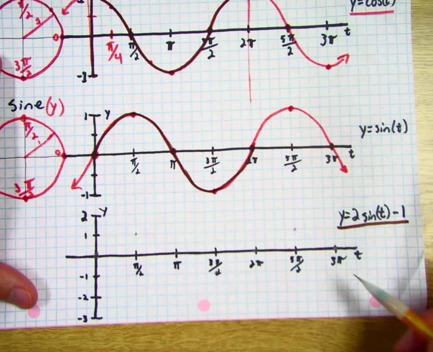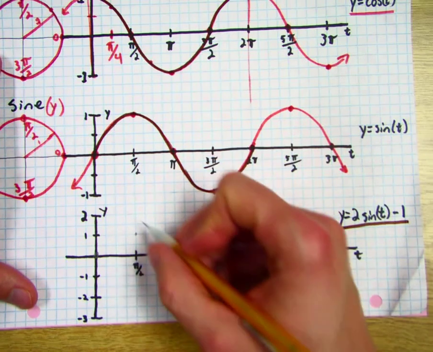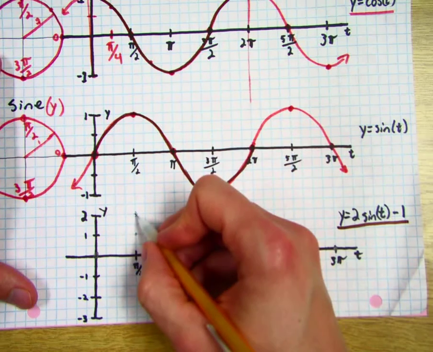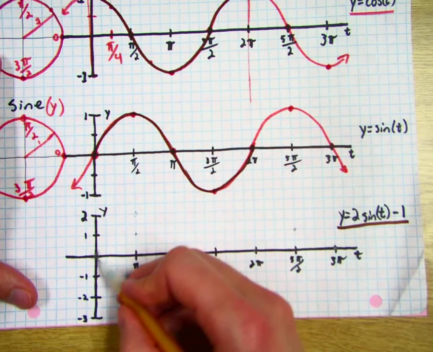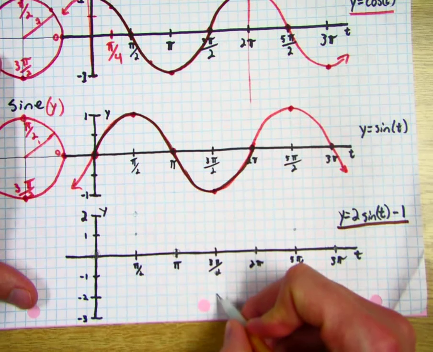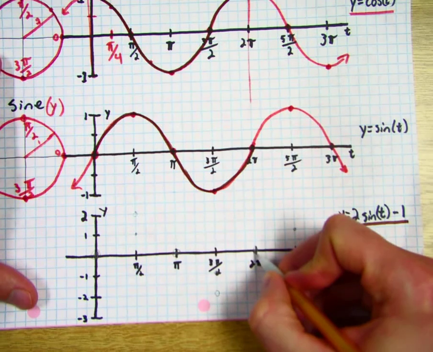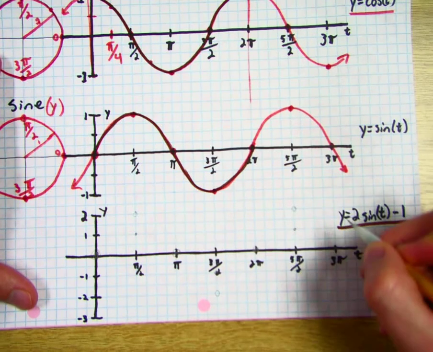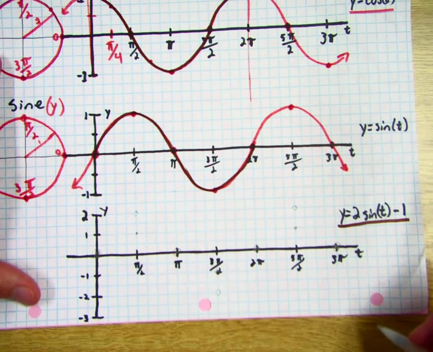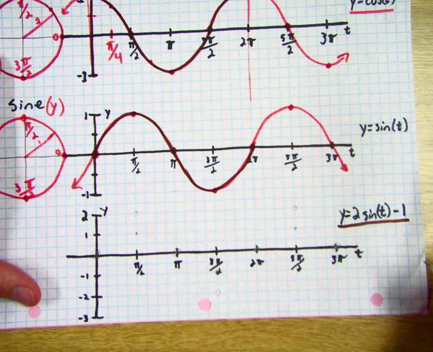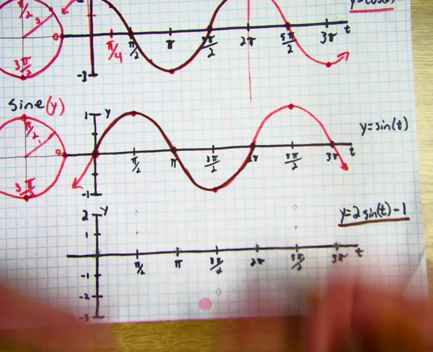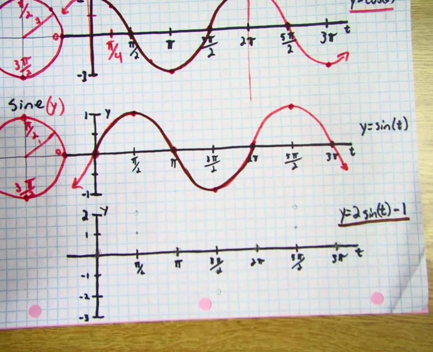All right, what will the 2 do? The 2 will stretch it. So now my points would be up here. It would still be at 0, 0, but I'd be up here at 2 now. Back to 0. Now to -2, to 0, to +2, and then back down to 0. And then the last thing is the -1, so I'd shift everything down 1.